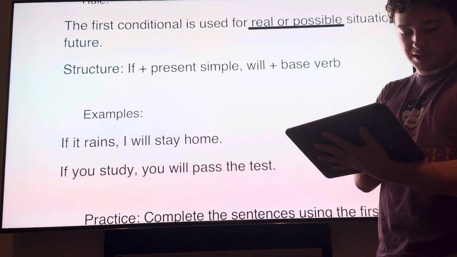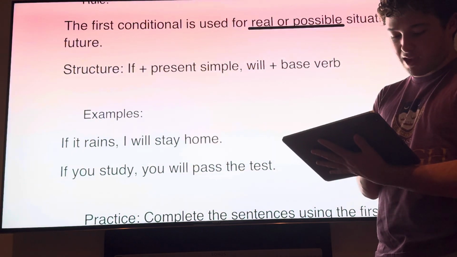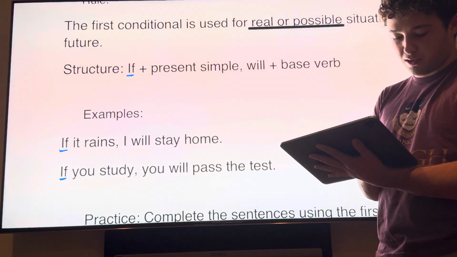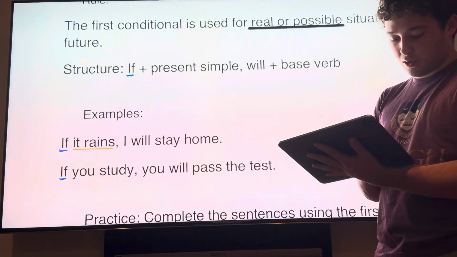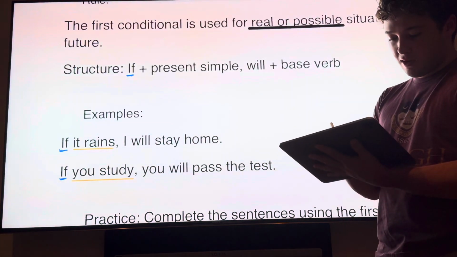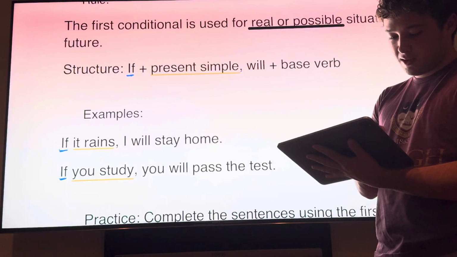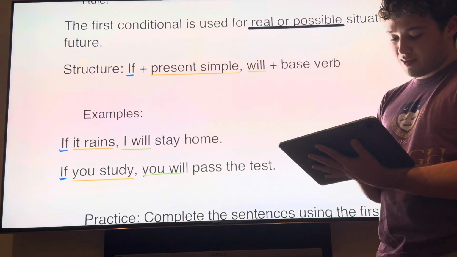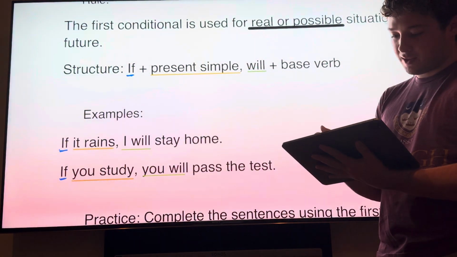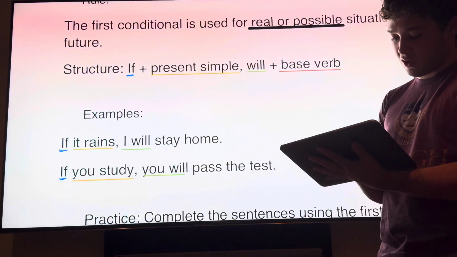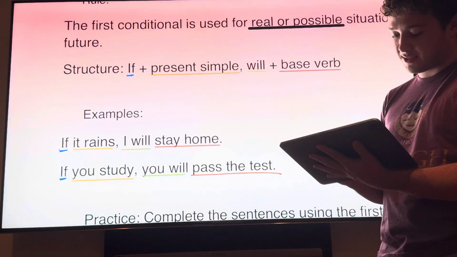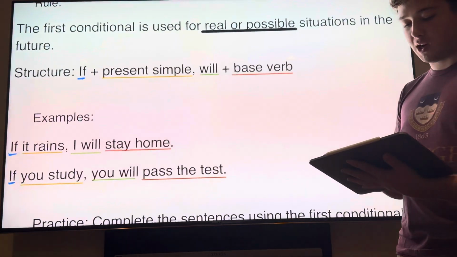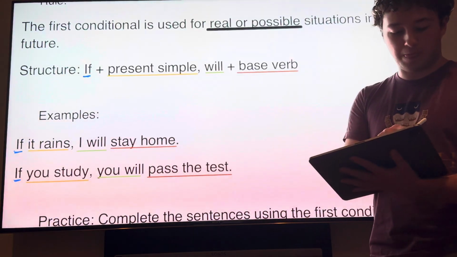See, just like in the model above, you have if at the start, then you have the present simple, it rains, or you study, followed by the will in all three, and then the base verb. In this case, the base verb is to stay home, and in this case, it's to pass the test. So, these are used for real and possible situations in the future.